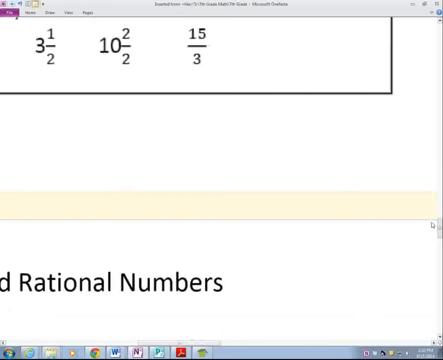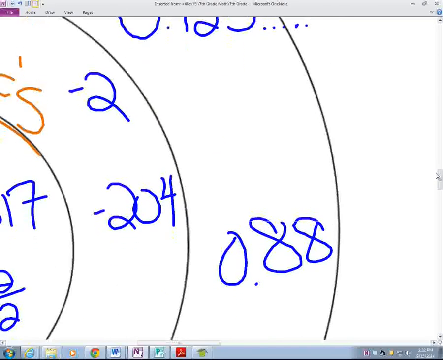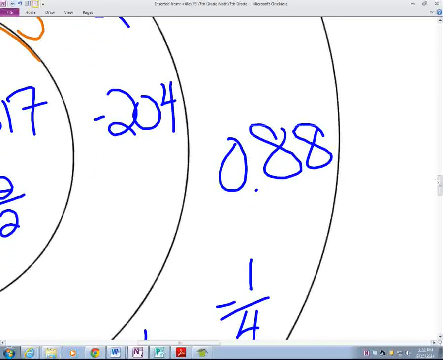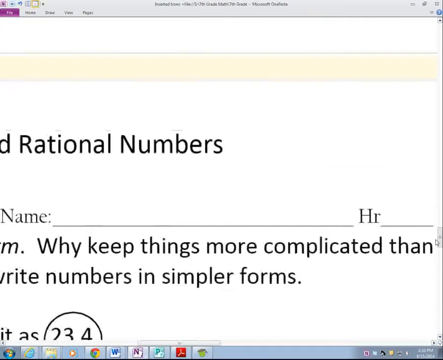Isn't this 204? Isn't that an integer rational number? Let's do circles. Thank you. I practice writing circles, you know. I'm kidding.